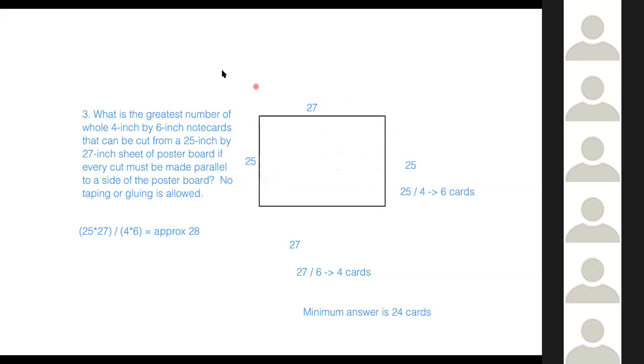So let's think about that. So maybe let's do, so what combination of 4s and 6s could use up more of the 27 than just 6 times 4? Any ideas?